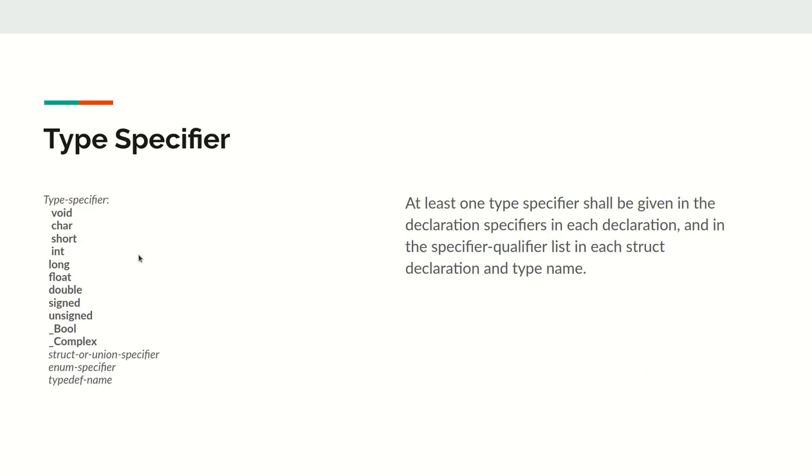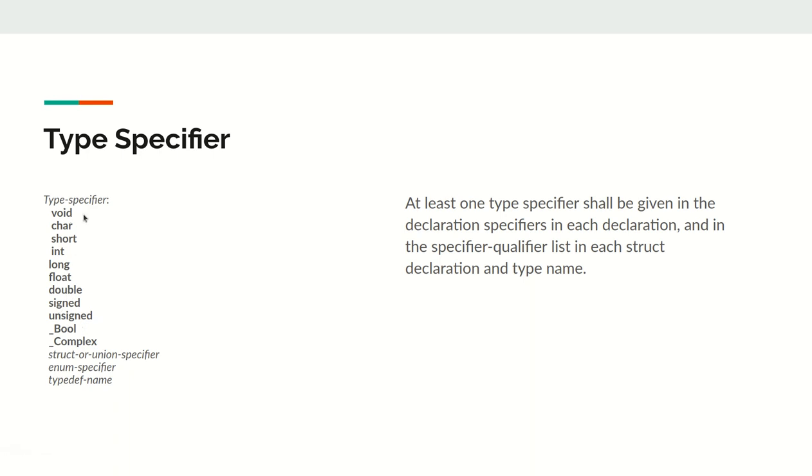Then we move on to the type specifier. As part of the declaration specifiers, there is a type specifier. This type specifier is any one of: void. If void appears in the source file, it is a keyword, and in a declaration it will be identified as a type specifier at parsing time. Then char, short, int, long, float, double, signed, unsigned.